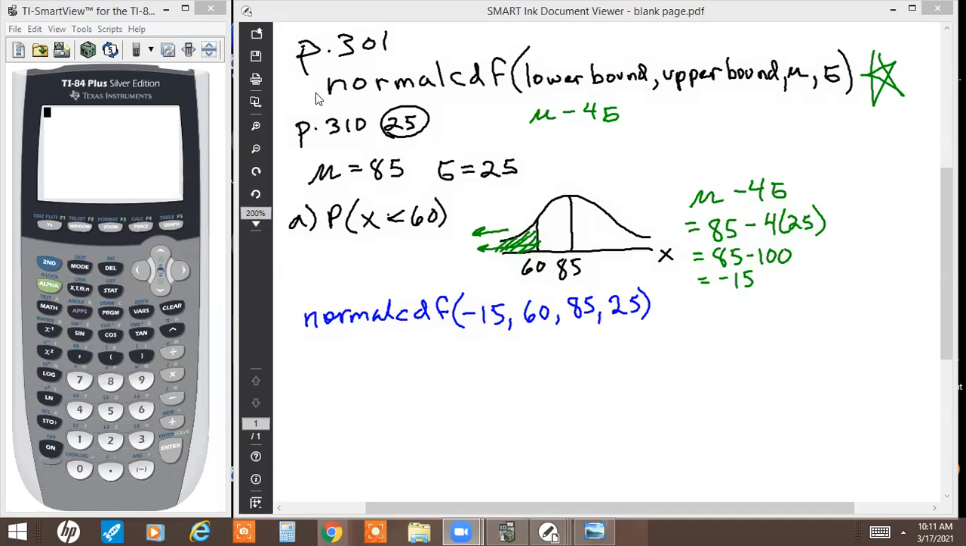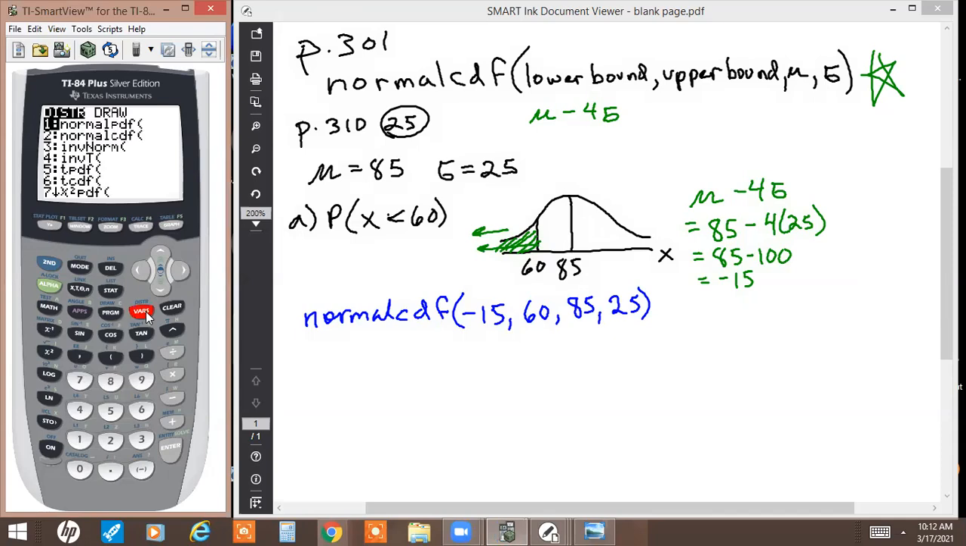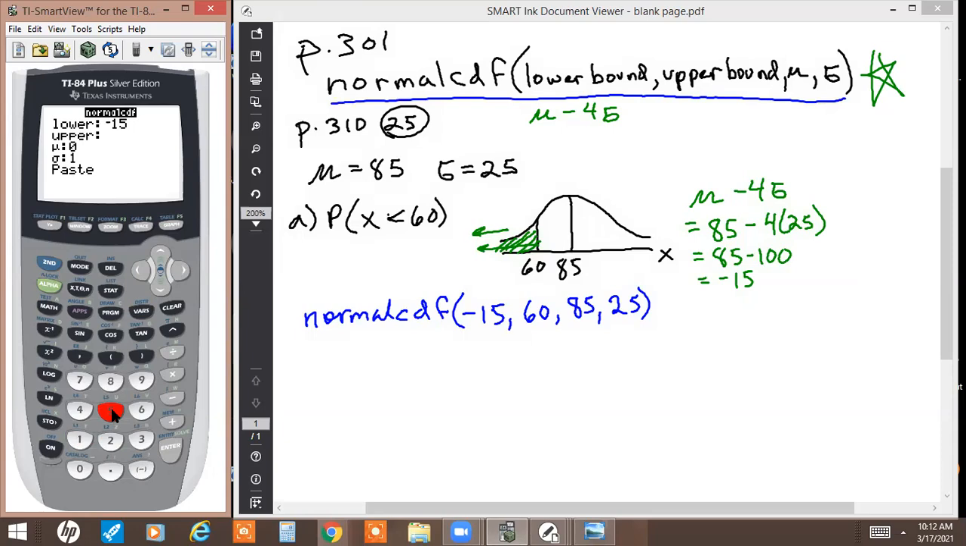Okay. So we're going to go to second, and then distribution is above the bars key. We want normal CDF, cumulative density function. That's option 2. I'm just going to press 2. Let's make that lower bound negative 15. Now, by the way, some of you are going to have it pop up like what you see on my version of the calculator. Some of you are going to see it pop up differently, and you just have to enter it in that format and press enter, okay?